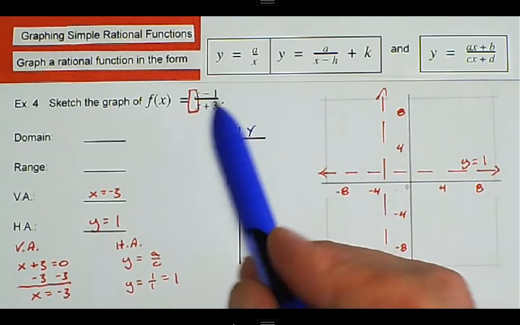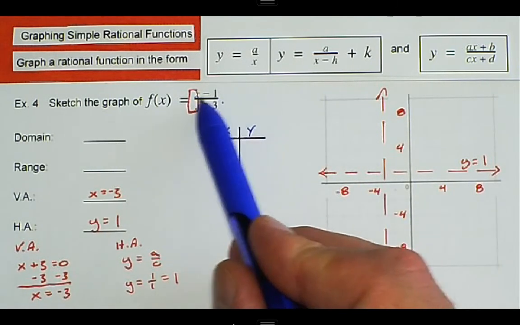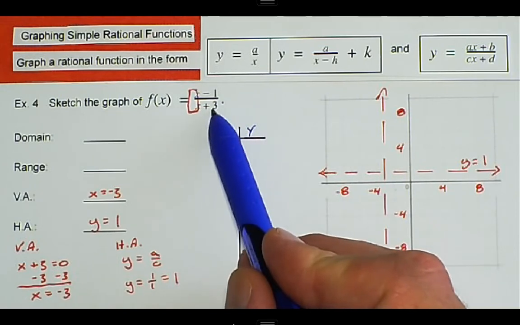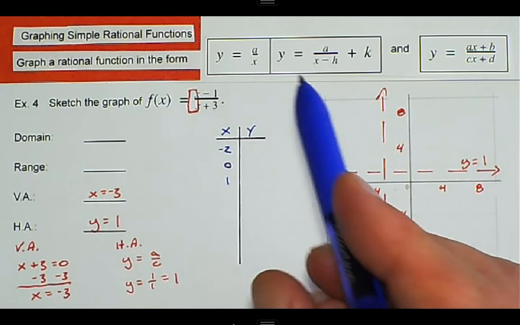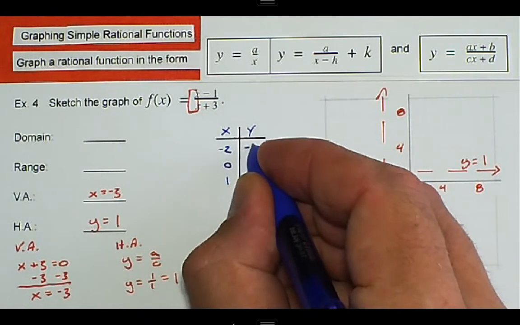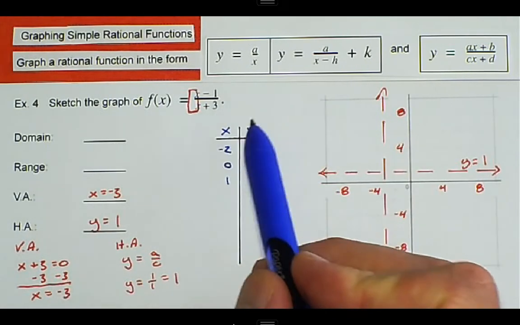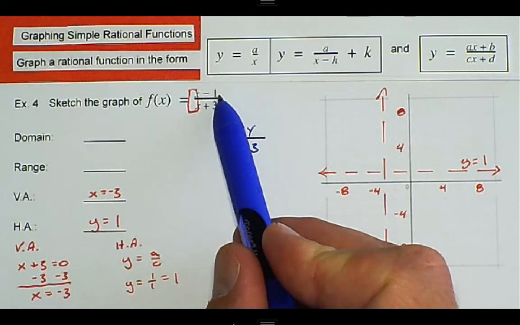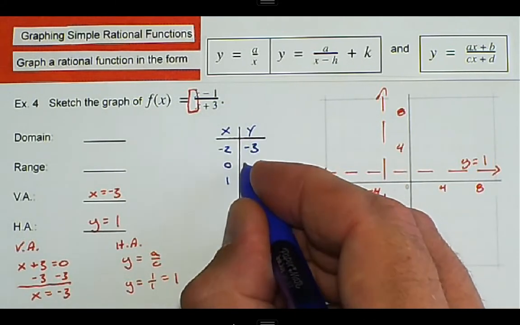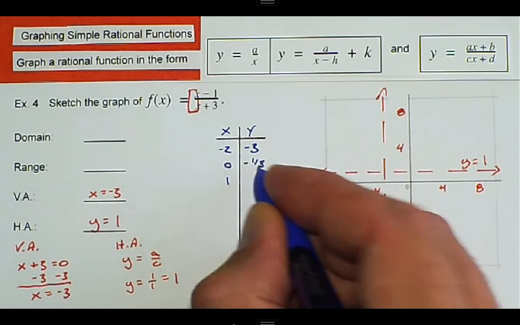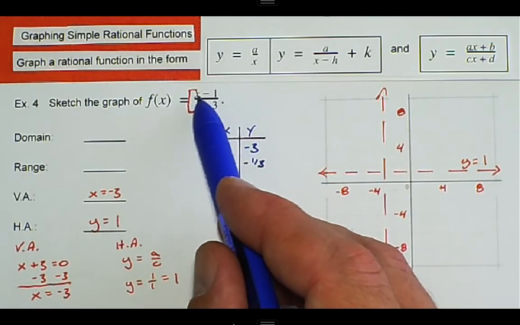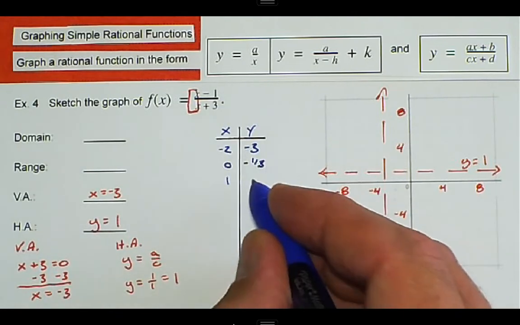So -2, if I substitute that in, that gives me -3 in the numerator and gives me 1 in the denominator. So that becomes -3. If we substitute in 0, both the x's drop out, and we get -1 divided by 3, which is -1/3. And if we substitute 1 in the numerator, 1 minus 1 is 0, so that just gives us a value of 0.